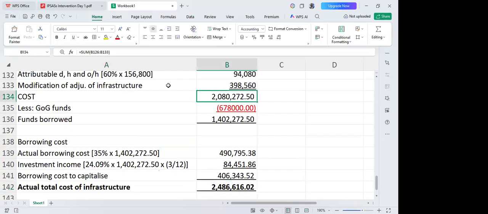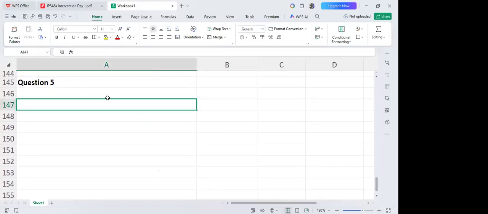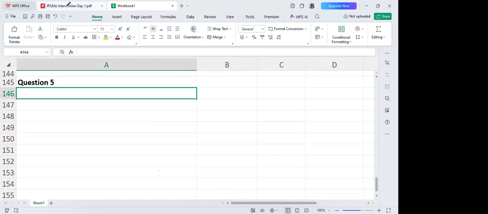This is the second time someone is asking this question. The cost of the assets that we had, add the borrowing cost to it, the cost to capitalize. Yes. Okay. Thank you. You're welcome. Let's move on to question 5. So question 5A, we are doing the A aspect of question 5.